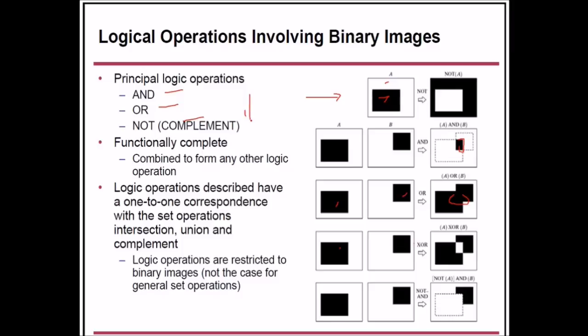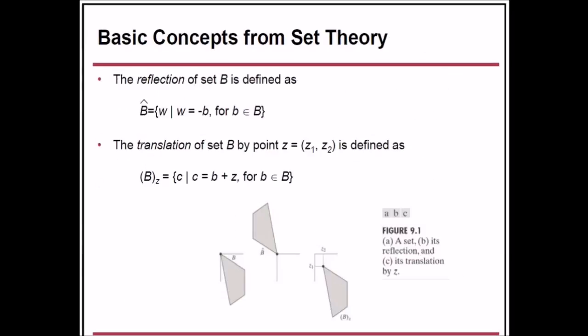These are principal logic operations, and the logic operations described have a one-to-one correspondence with a set of operations like intersection, union and complement. So logic operations are restricted to binary images, which is not the case for general set operations. This is the basic concept from set theory.